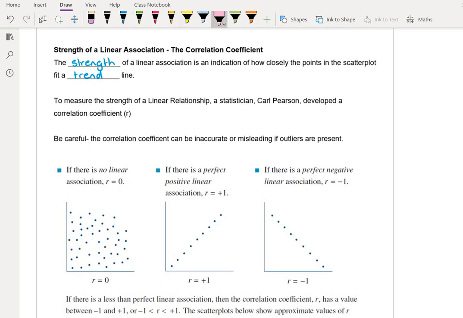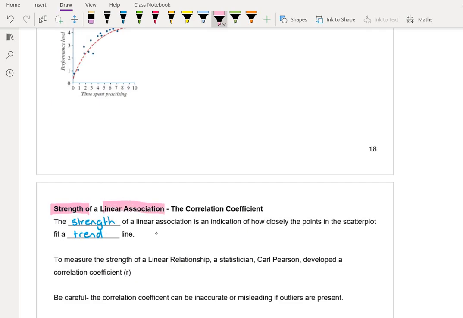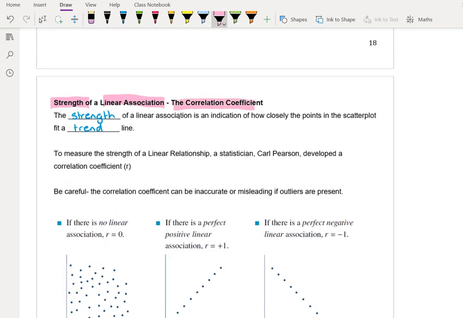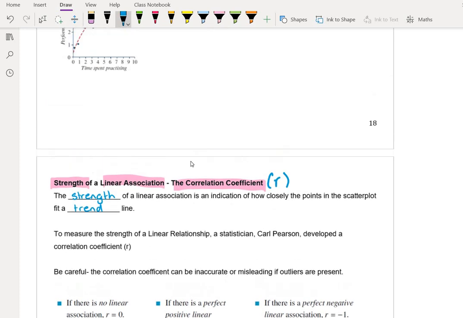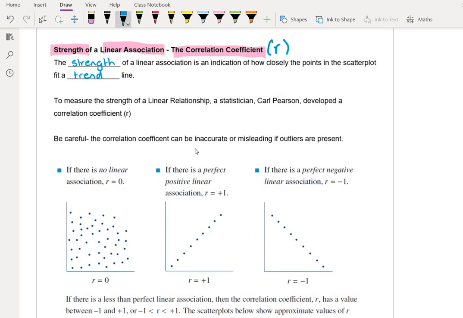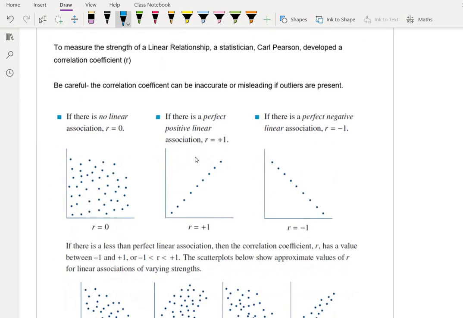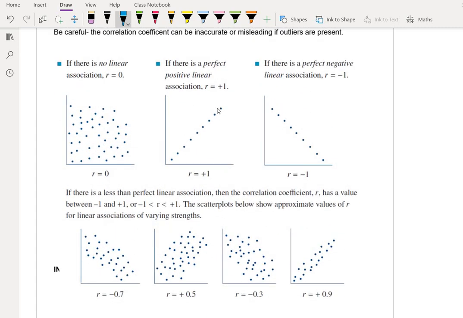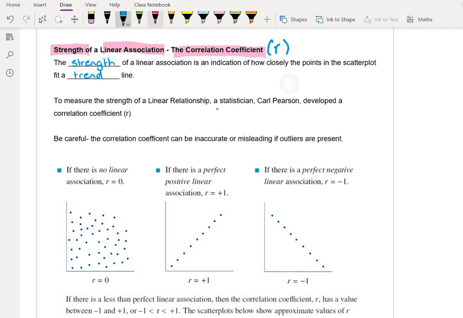And this last one, and possibly the most important one, is the strength of your association. And this only applies to linear association. So if it's non-linear, we cannot use what we're about to learn, which is the correlation coefficient, or the R value as you know it. So again, that's only for linear. The R value, which you calculate using the CAS, or sometimes it's given to you, explains the strength of your linear association.